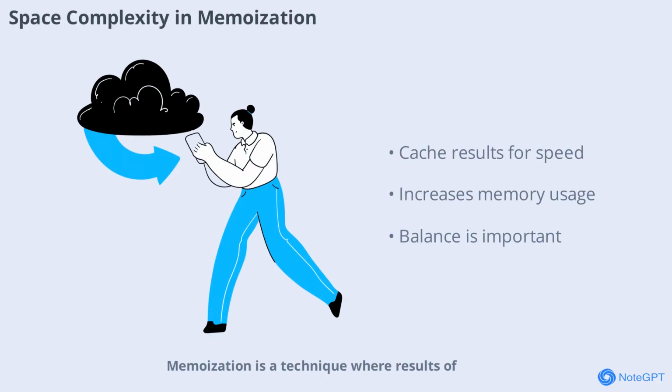Memoization is a technique where results of expensive function calls are cached for reuse. While this can greatly speed up algorithms, it increases space complexity, often to O(n) or more depending on the number of unique subproblems. Use memoization wisely to balance speed and memory.